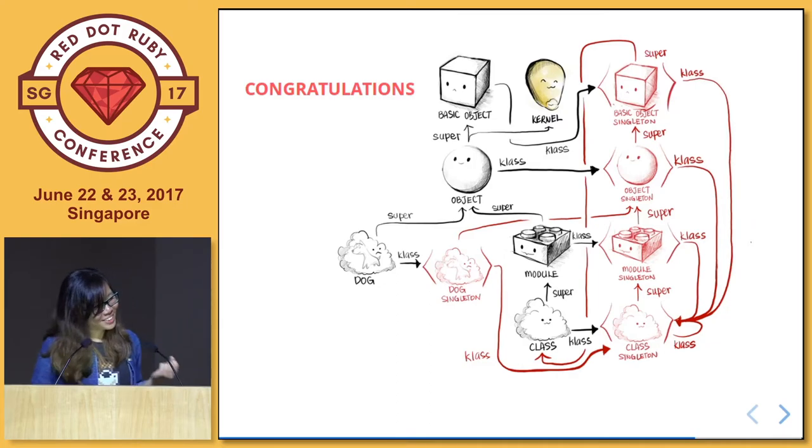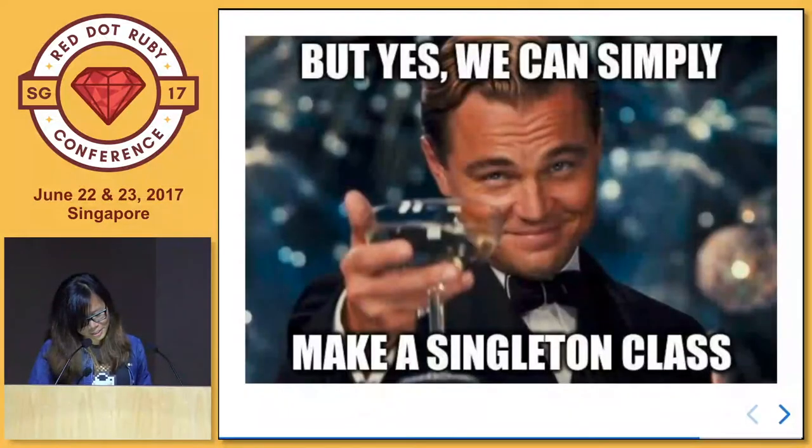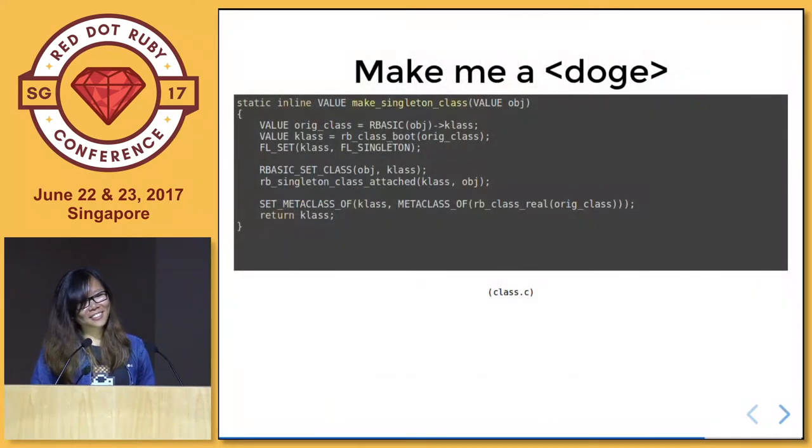So congratulations, we are done, right? All we wanted to do was create a single Dog class, but we ended up spawning like 5 different classes and a gazillion arrows along the way. So indeed, Boromir was right. And maybe at this point, you're like, oh, this metaclass stuff's insane. But fret not, because compared to that, making normal singleton classes is the proverbial walk in the park. And it is evidenced by how short this function is.